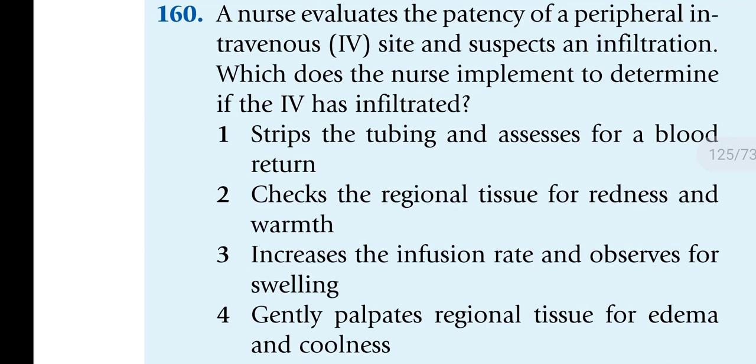160. A nurse evaluates the patency of a peripheral intravenous (IV) site and suspects an infiltration. Which does the nurse implement to determine if the IV has infiltrated? 1. Strips the tubing and assesses for a blood return. 2. Checks the regional tissue for redness and warmth. 3. Increases the infusion rate and observes for swelling. 4. Gently palpates regional tissue for edema and coolness.